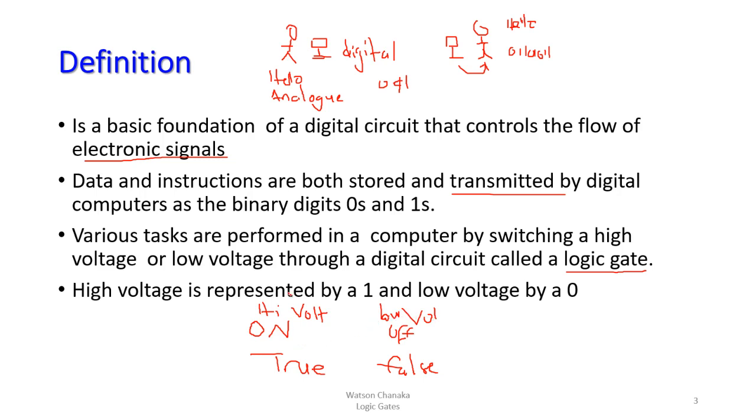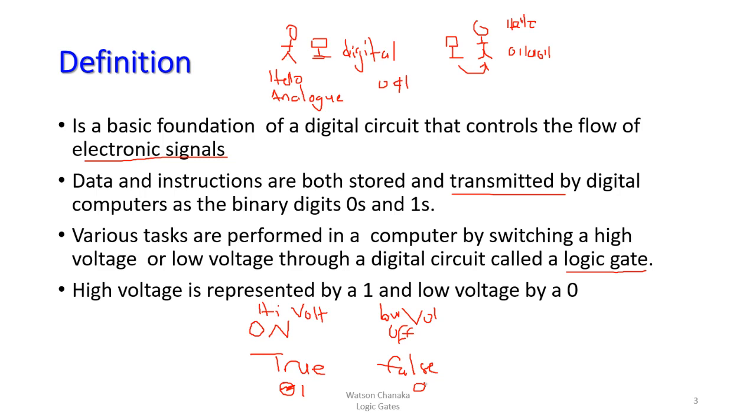Don't get confused. When you hear somebody saying high voltage, it means we're talking about an on, or about true, or about a 1. Sorry, this one will be a 1 and this one will be a 0. On is a 1. Off is a 0. True is on or a 1. False is off or a 0. This is the language which will be used over and over again, depending on the programmer or the IT person.